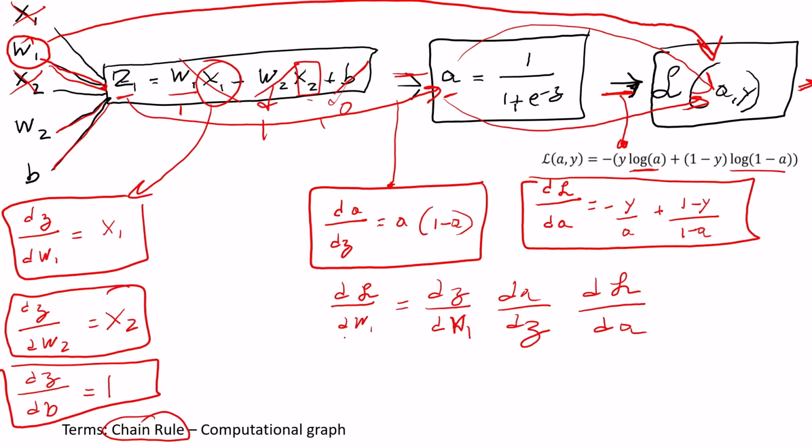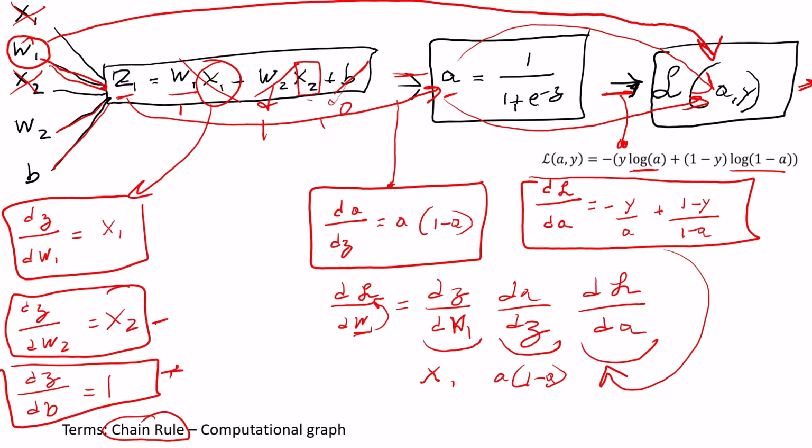So if w1 changes, how much would that affect our loss function? To do that, we calculate it this way. We simply substitute this by x1, we substitute this by a times 1 minus a, and we substitute this by the following formula. I'm just not going to write it down. The same applies for this here, and the same applies for that. So then we end up with the derivative of the loss in relation to w1.